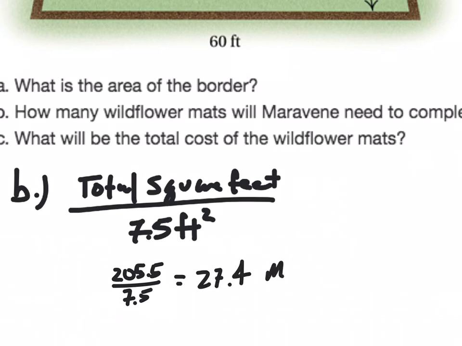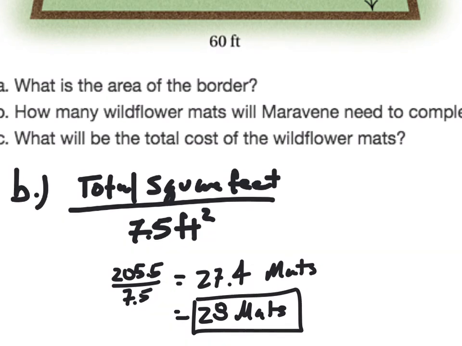that will get us 27.4 mats. Now the problem is that you can't buy 0.4 of a mat. If you buy 27 mats, that's not going to be enough. You're going to have this little space left over, and you'd have to either cut that up or do something. So you would need to get an extra mat. This is a little bit tricky, but 28 mats is going to be your answer that we'll need to put down. And that's for part B.